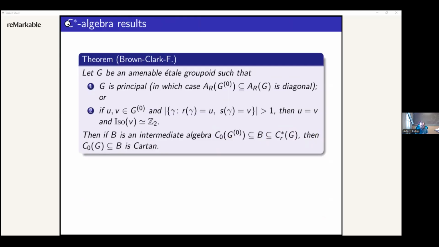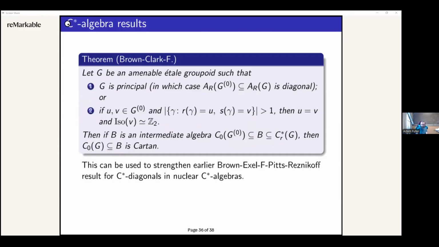So we strengthened that earlier result: if we have a groupoid with, again, either no isotropy or a tiny bit of isotropy, only single loops, so only groups of order 2, and those are isolated, then any intermediate thing is Cartan. And we have the one-to-one correspondence between the open subgroupoids and the intermediate algebras. So this gives examples which are not C-star diagonals, but we still have these intermediate algebra results. So this strengthens this earlier result by myself, John, Ruixel, Pitts, and Rezenkov.